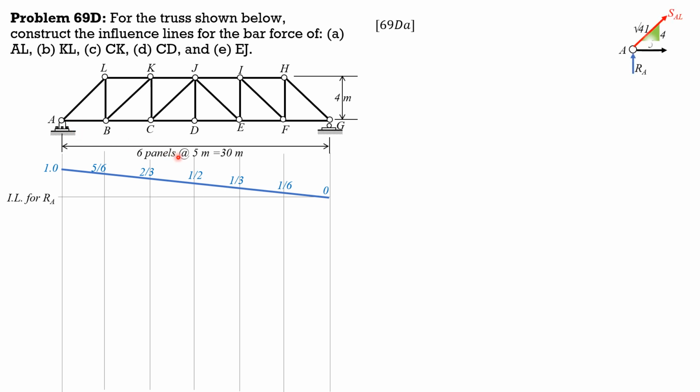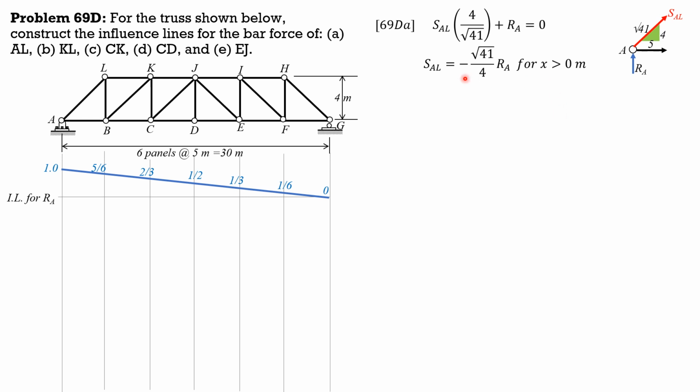the free body diagram should look like this. And remember that when x is 0, the load is at A. So therefore SAL is 0. But when the load is at any other position, then summation of forces Y equals 0. SAL times 4 over square root of 41. By the way, the slope is 5 horizontal, 4 vertical. So square root of 41 would be the hypotenuse. So SAL times 4 over square root of 41 plus RA equals 0. So SAL is negative square root of 41 over 4 times RA. And this is for x greater than 0.